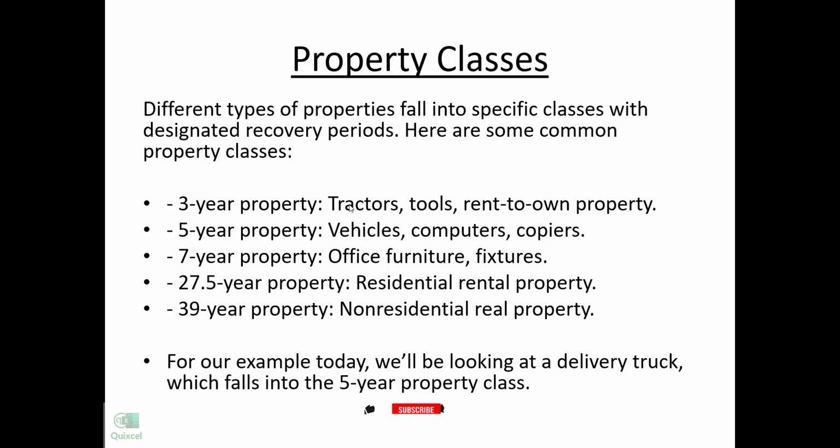For the 3-year property, there are tractors, tools, and rent-to-own property. For 5-year property, there are vehicles, computers, and copiers. 7-year property: office furniture and fixtures. And for the 27.5-year property, there is residential rental property. And for the 39-year property, non-residential real property.